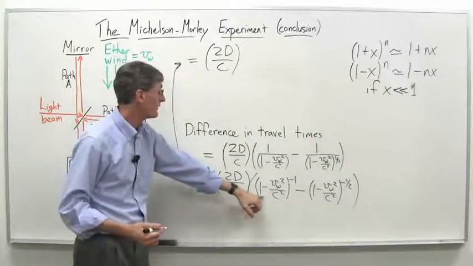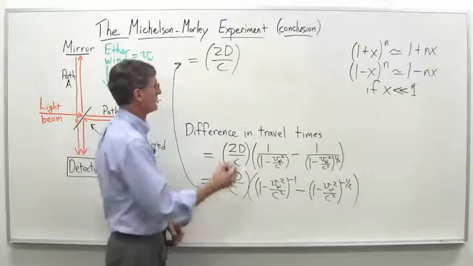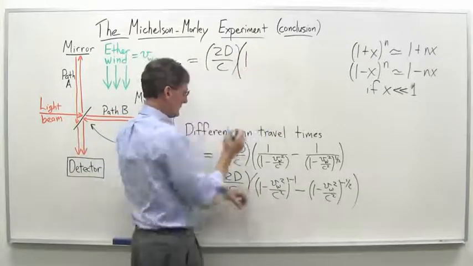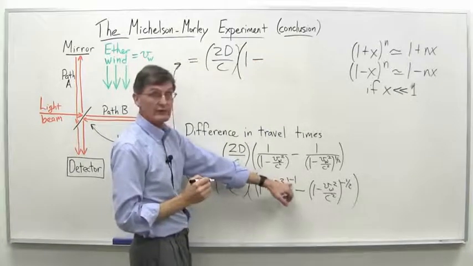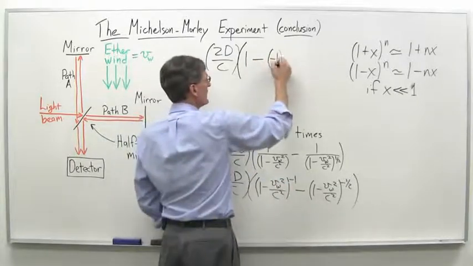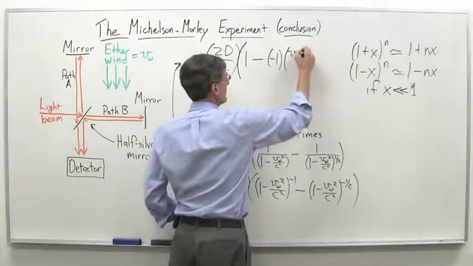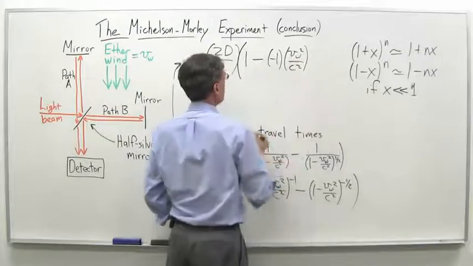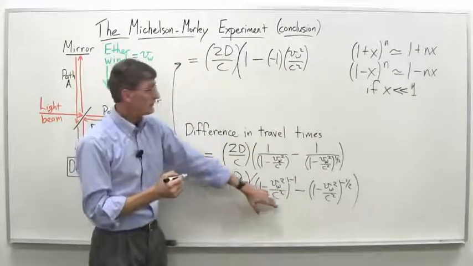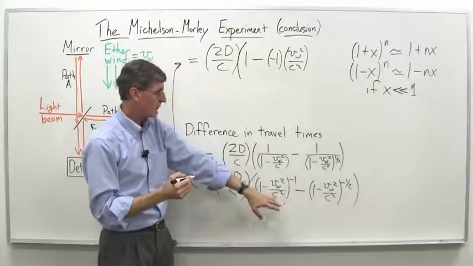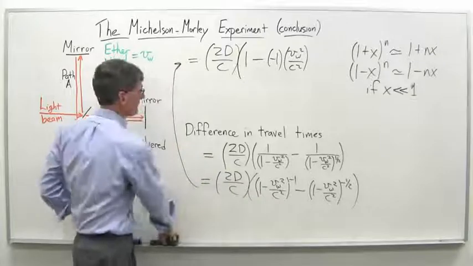So what do I have here? For this one, using the binomial expansion, I've got 1 minus, and what's n? N is negative 1 here, so it's negative 1 times vw squared over c squared. That is this part here, just applying the binomial expansion, the first two terms of it actually. And I have to erase that to get a little room here.